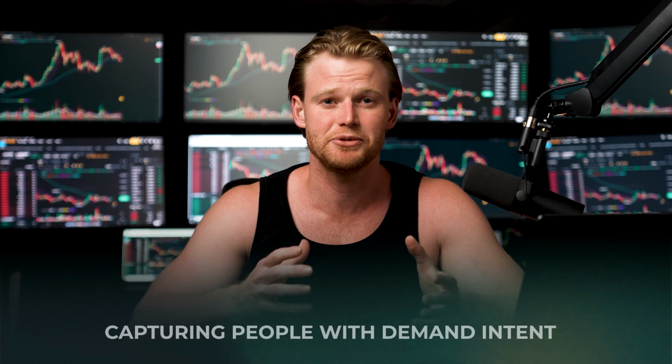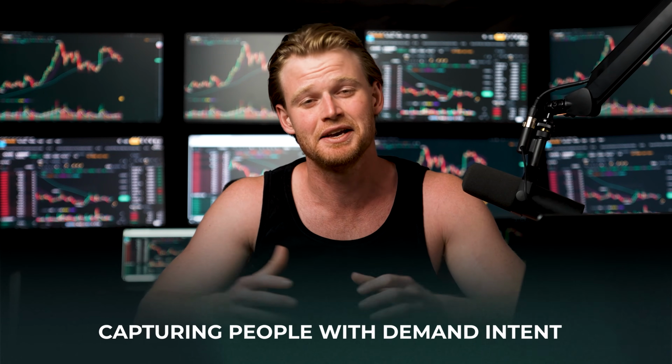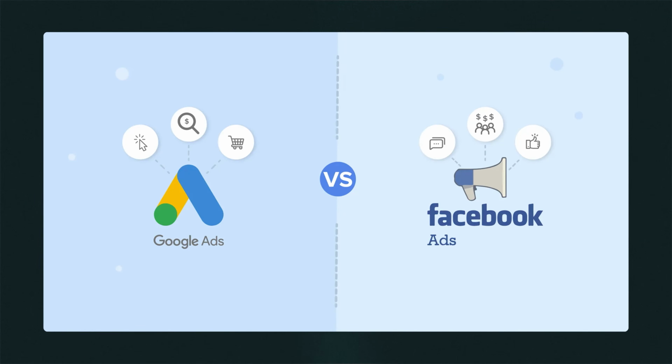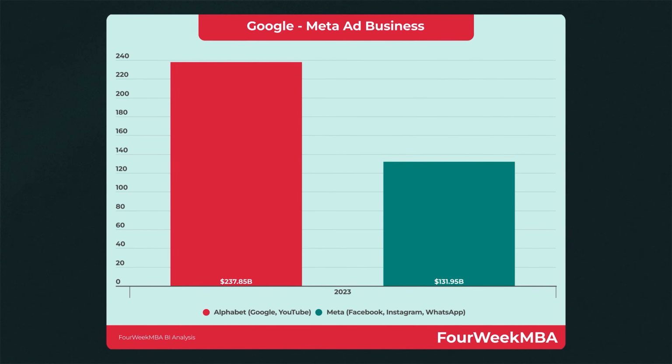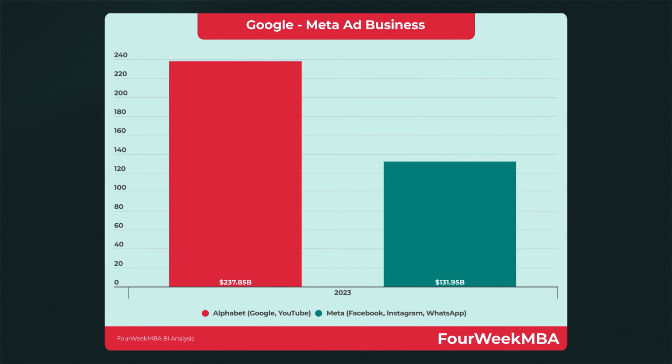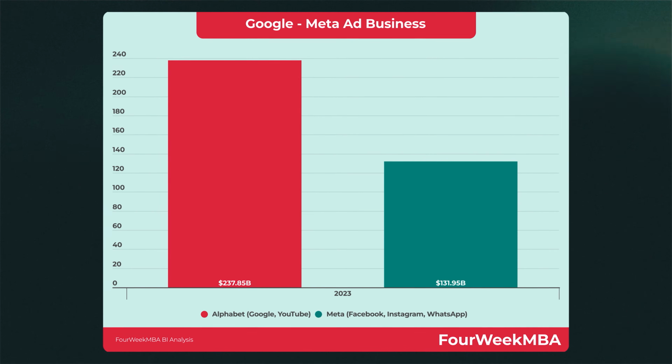But first, let's cover who Google Ads is for. Because Google is so massive and it's capturing people with demand intent, meaning they already want to purchase the item, it's generally used for almost every single business. Unlike Facebook, where we're doing demand creation, where we're trying to interrupt them and educate them on the product, Google is lower down the funnel, so they have higher buying intent.